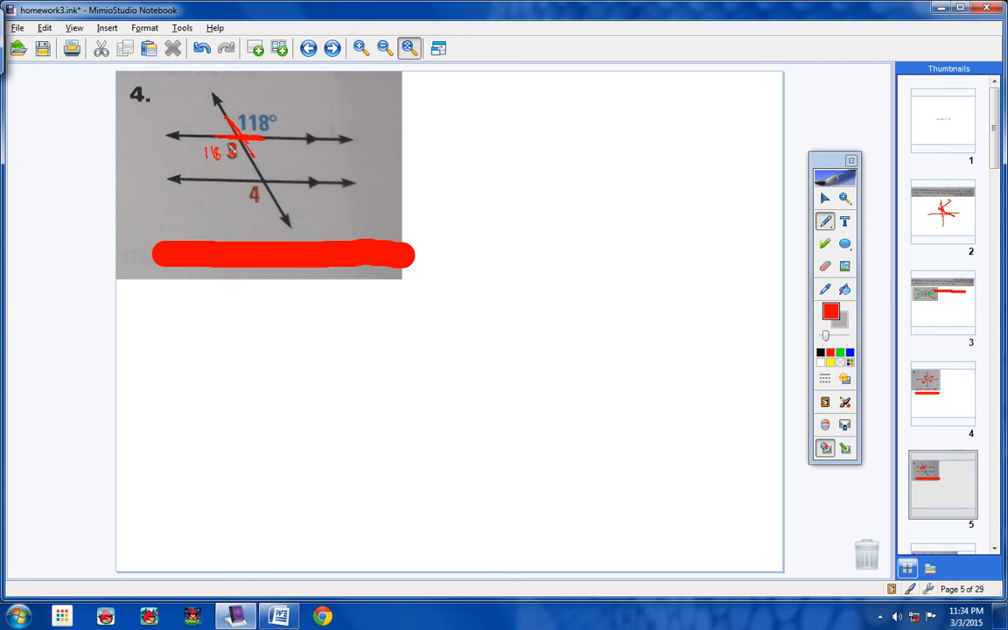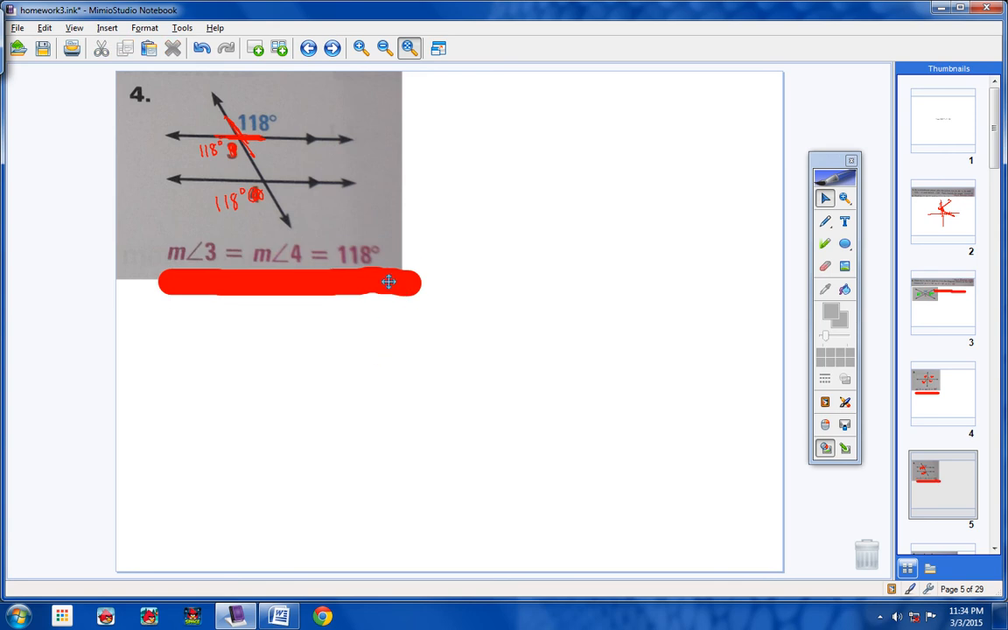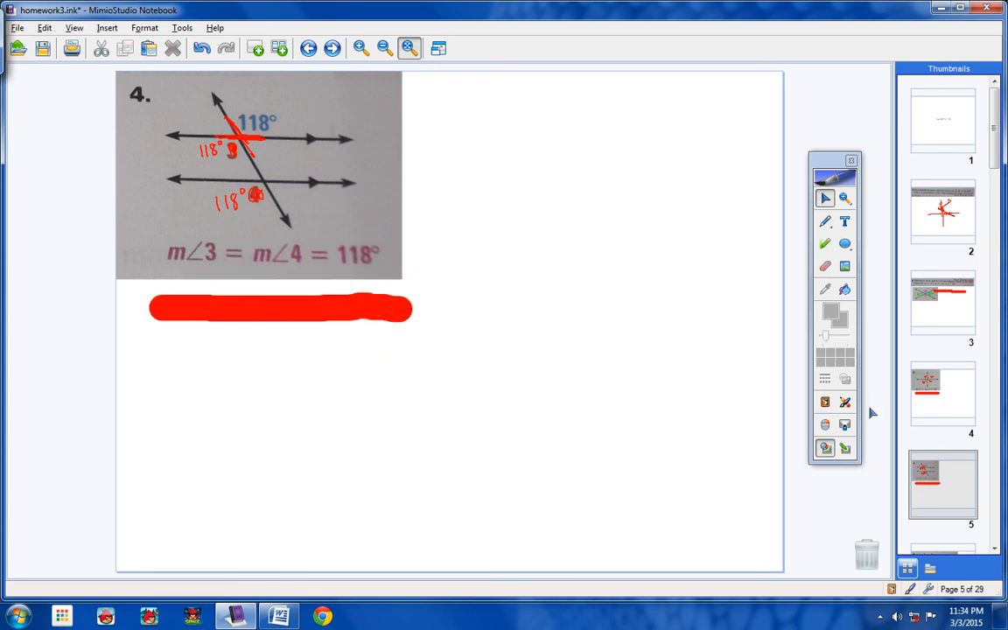Now, what we learned is whenever two parallel lines are cut by a transversal, corresponding angles are congruent. Okay? Corresponding angles are congruent. So if angle 3 is 118 degrees, angle 4 would also be 118 degrees. All right? So both those angles are 118. We've learned a lot of stuff this year, guys, and it's good to review it.